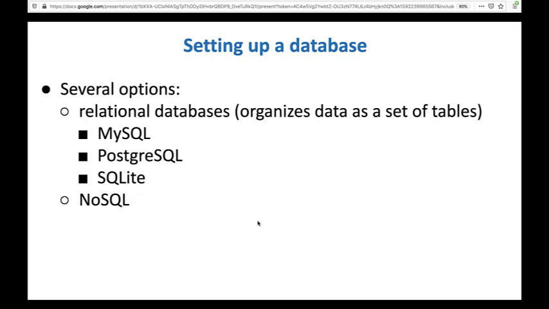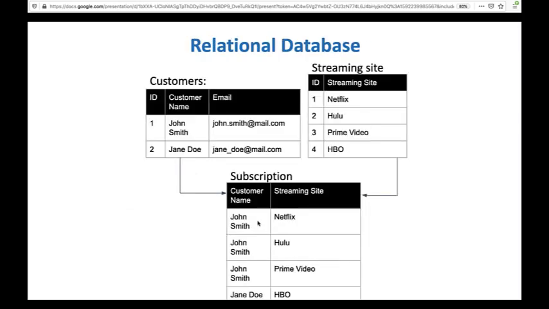There are several options that we have. We have a relational database, a type of database that organizes data as a set of tables, like MySQL, Postgres, and SQLite. And then there's also NoSQL. For this, we'll be using SQLite. This is serverless. We don't really need to set up anything. We don't have to install anything, it's already in there, and it's file based, so it's very easy. This is just an example of a relational database.